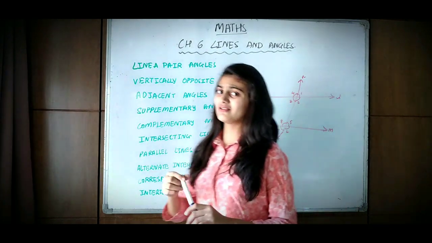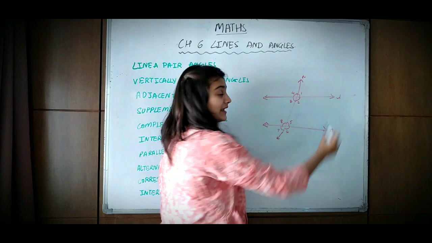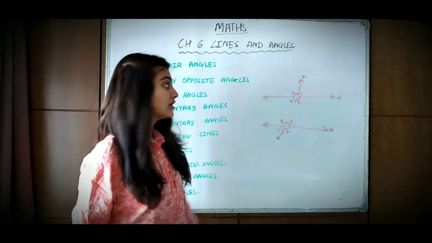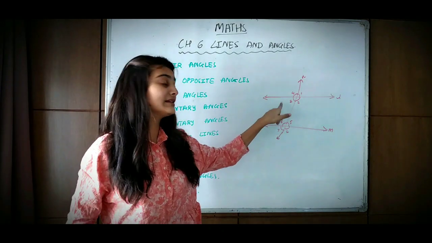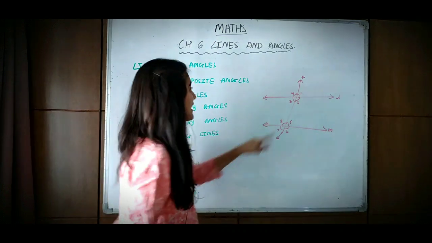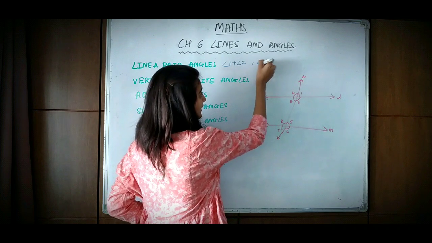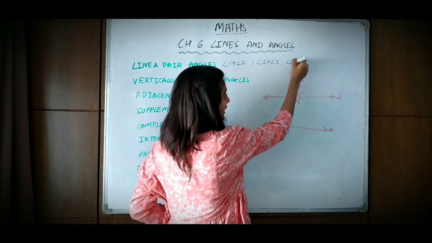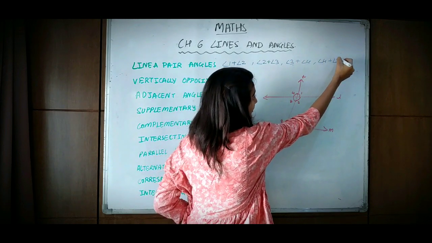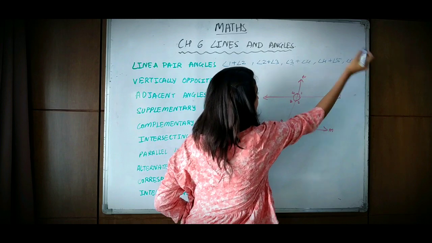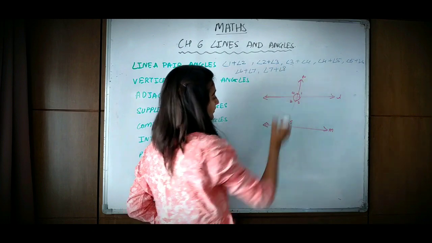A linear pair angle is an angle which lies adjacent on a straight line and forms 180 degrees. If two angles lie on a straight line and form 180 degrees, then they are known as linear pair angles. So here we can say angle 1 plus angle 2 forms 180 degrees, then angle 2 plus angle 3 forms 180 degrees, angle 3 plus angle 4, angle 4 plus angle 5, angle 5 plus angle 6, angle 6 plus angle 7, angle 7 plus angle 8.